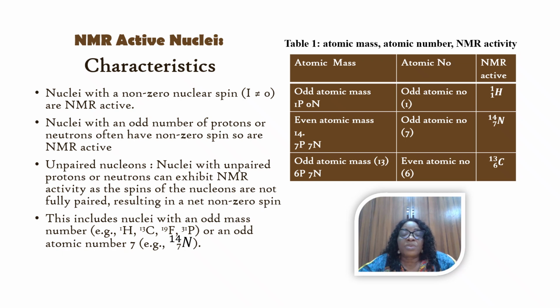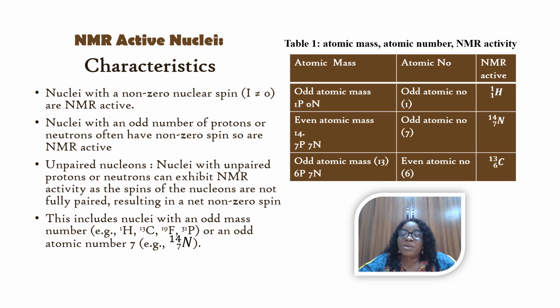These include nuclei with an odd mass number: hydrogen proton, carbon-13, fluorine-19, phosphorus-31, or an odd atomic number like nitrogen-7. Table 1 here shows the atomic mass, atomic number, and NMR activity. Looking at the hydrogen proton, it has an odd atomic mass of 1. It has 1 proton and 0 neutrons in the nucleus. It has an atomic number of 1. The 1 proton exhibits the spin, so it is NMR active.